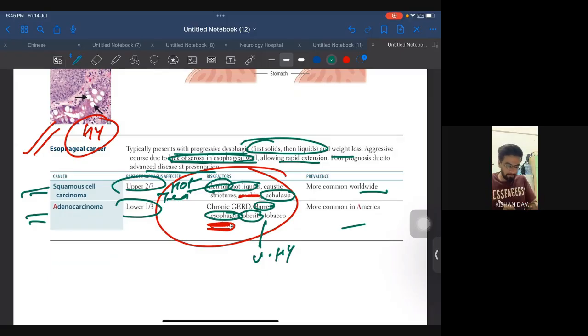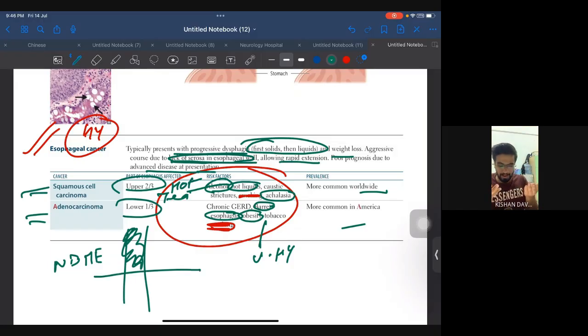Sometimes an image is also given. In NBME they gave an image of the esophagus with a tumor-like growth. You need to figure out whether it was squamous or adenocarcinoma. How will you figure it out? You will look at the location. If it is upper, it will be squamous. If it is lower, adenocarcinoma. All these questions will be asked, and this is also very high yield. Focus more on risk factors.